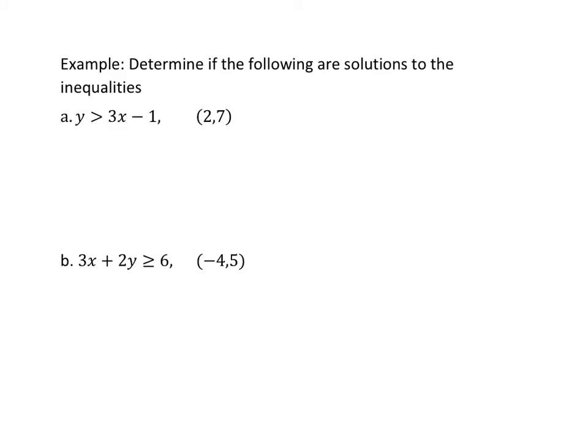Alright, so we're going to use that idea and determine if the following are solutions to the inequality. So we're given this point, (2, 7). This is x and this is y. And we want to see if that point makes this inequality true. So we're going to plug in 7 for y. So 7 should be greater than 3 times 2 minus 1. That's saying 7 is greater than 6 minus 1. 7 is greater than 5. So since 7 is greater than 5, we would say this is a solution.